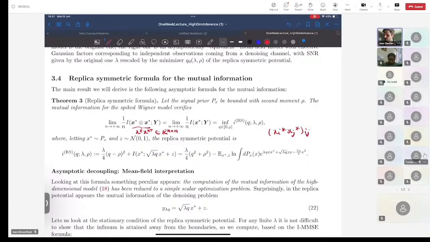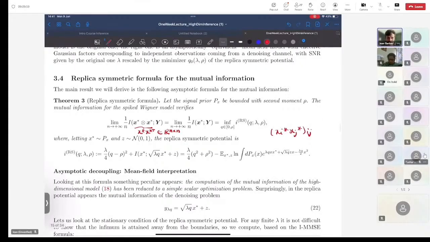Okay, so the mutual information between signal and data is given by a pretty simple formula, which is an infimum with respect to some parameter that we call q, that belongs to 0 and rho, where rho by definition is the second moment of the prior.